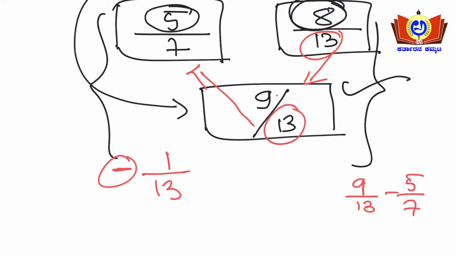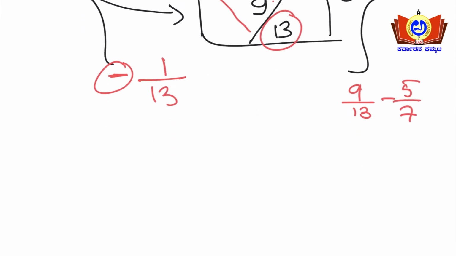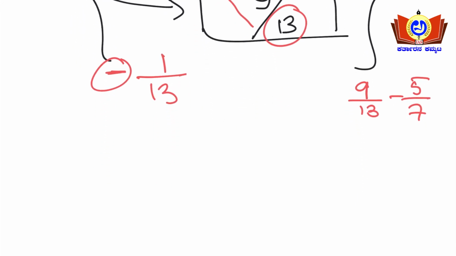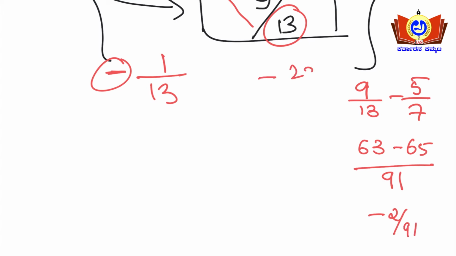So what you need to do is take the LCM of 13 and 7 here. 13 and 7, the LCM shall be 91. So 9 times 7 is 63, minus 5 times 13 is 65. Okay, 63 minus 65, that is minus 2 by 91. See, minus 2 by 91, this is the answer here. So this negative and this negative sign get cancelled here.